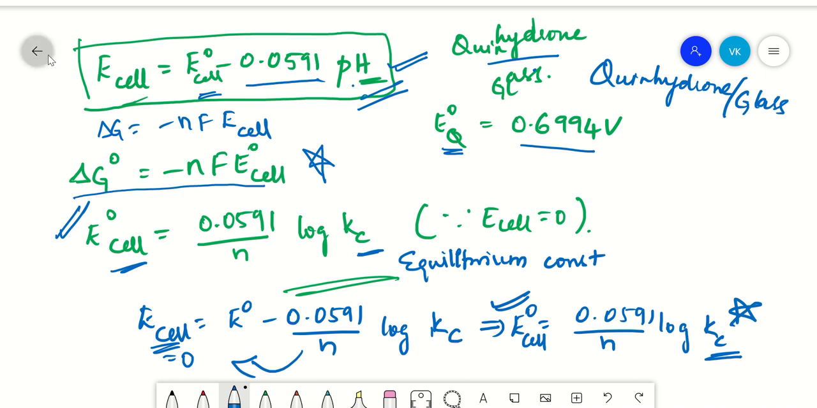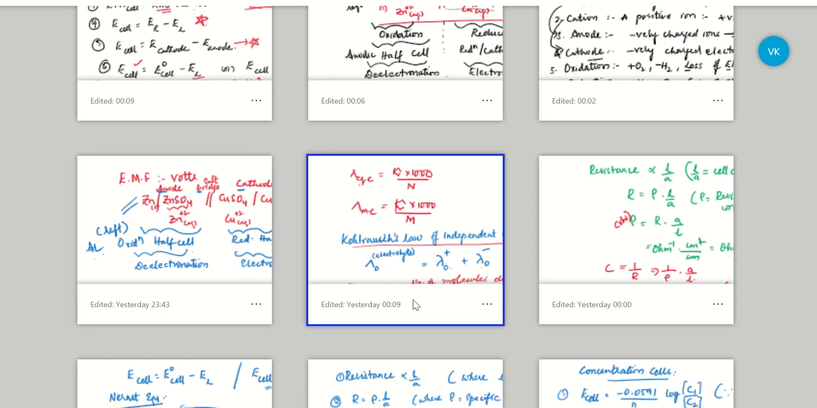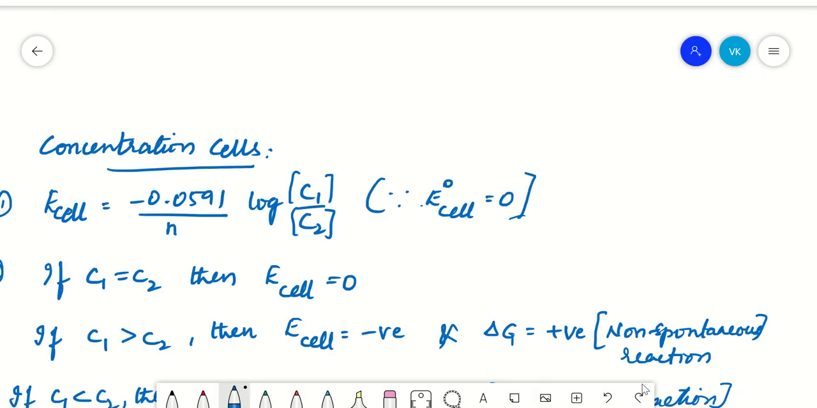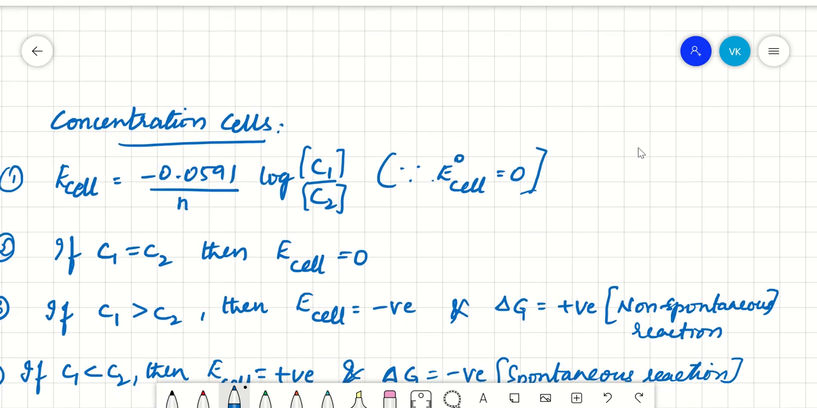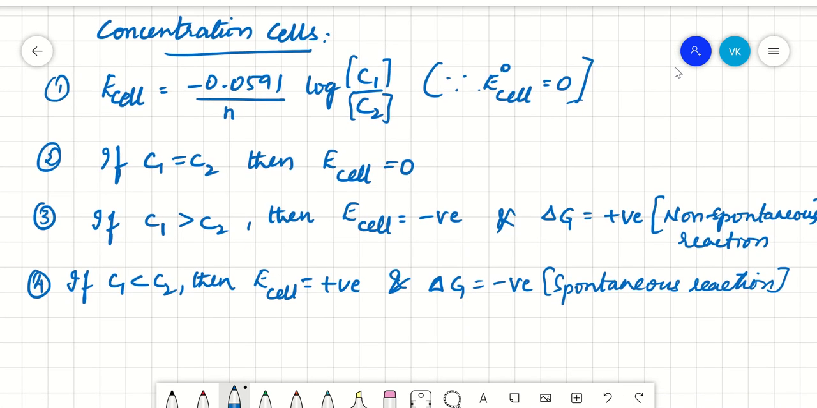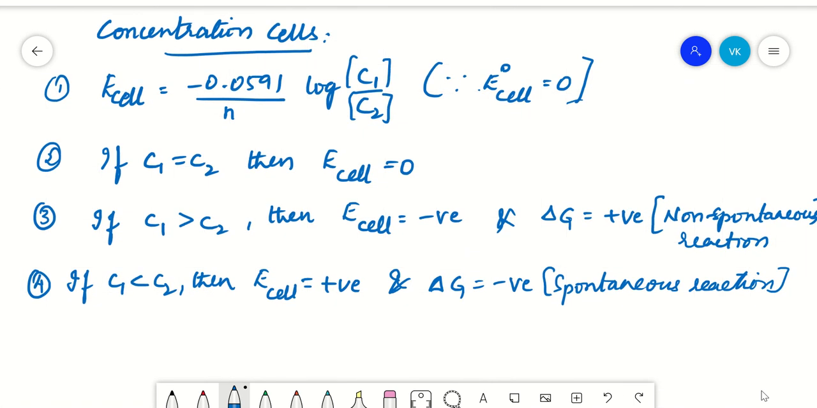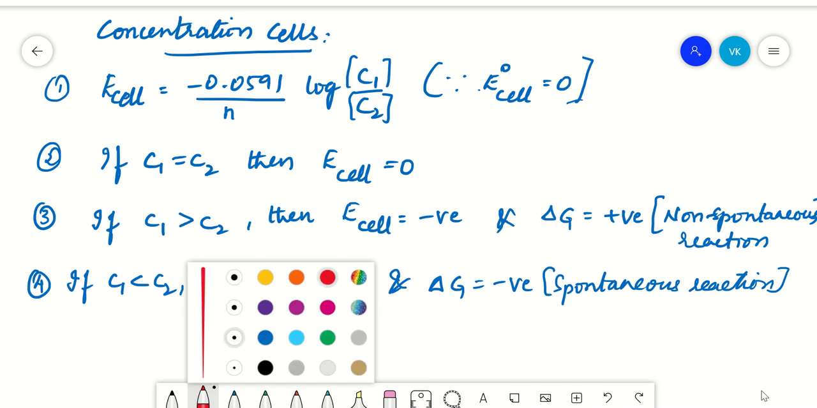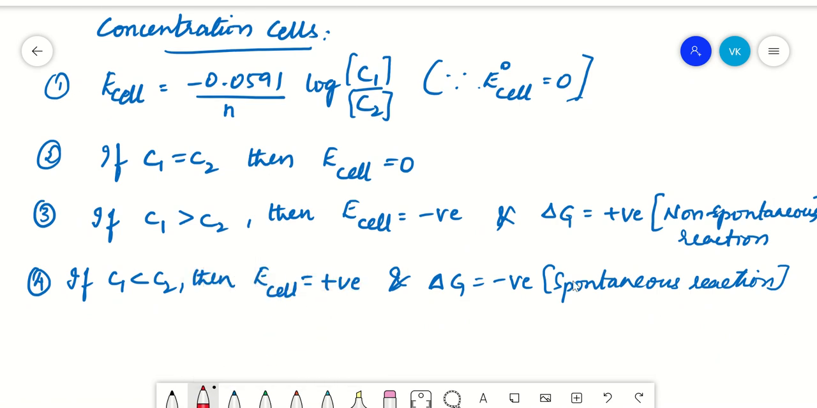Then we'll see the next term that is involved, that is your concentration cell. What are concentration cells? Concentration cells are those in which the concentration of the electrolytic solution changes, but the electrode and the electrolytic solution do not change. Those are called concentration cells. Let us take these two cells.